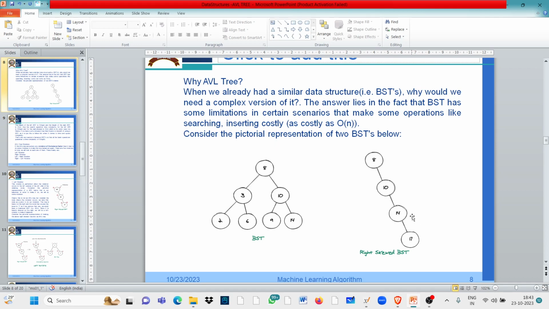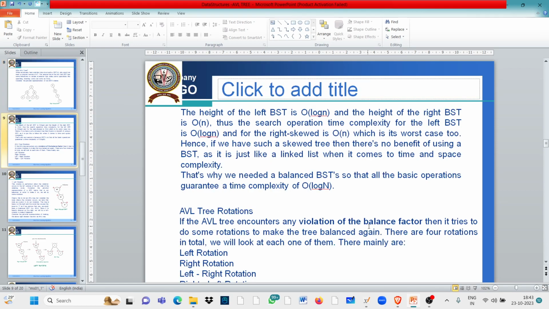Then what you have to do? In the right skewed, what you need to do? Right skewed, you have to go for the left rotation. Okay, so the same thing we are going. The height of the BST, so if you see the complexity, it is order of log n. So if you go for the AVL tree, all things should be order of log n.